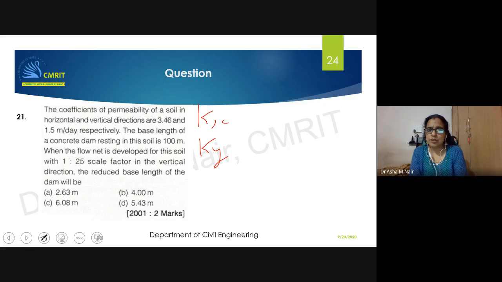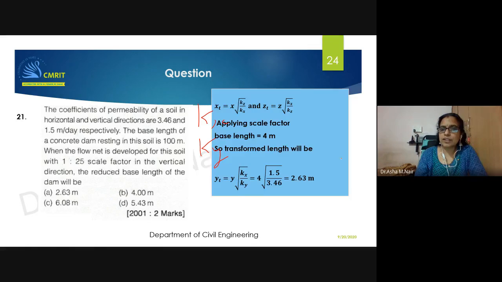How do we do this? You know the value for kx. You know the value for ky. You know the actual base length of the concrete dam. Now, they are asking you to find out the reduced base length of the dam with respect to the flow net. So please keep in mind, first you have to scale down your field one to the flow net size. So how do you scale it? It is given as a scale factor 1 is to 25.